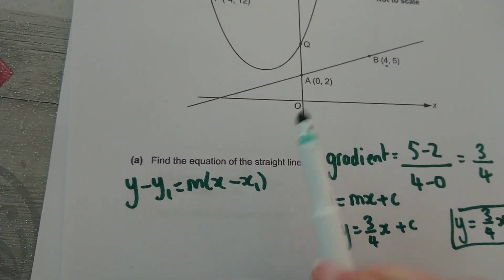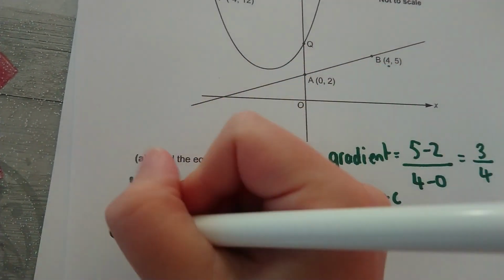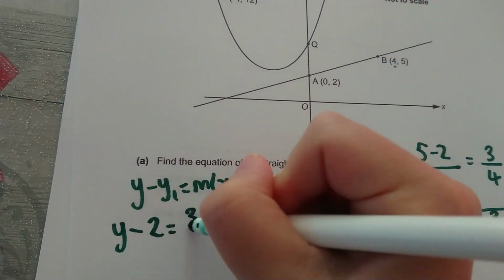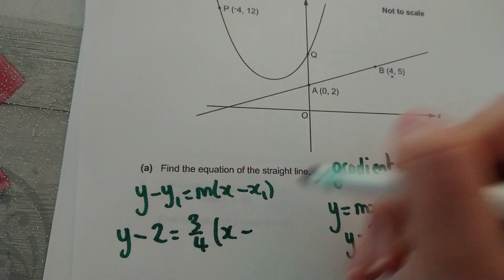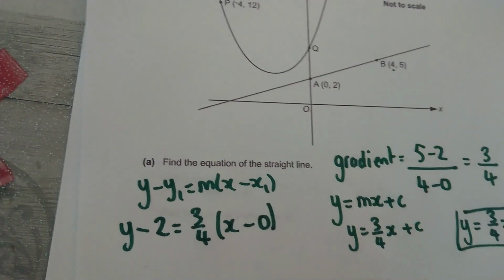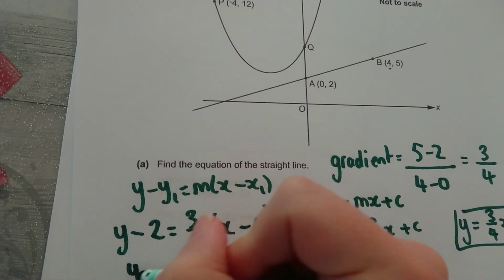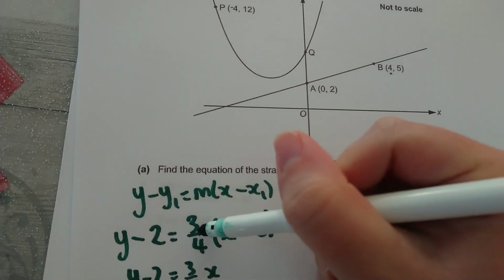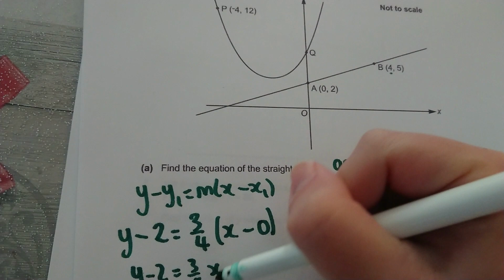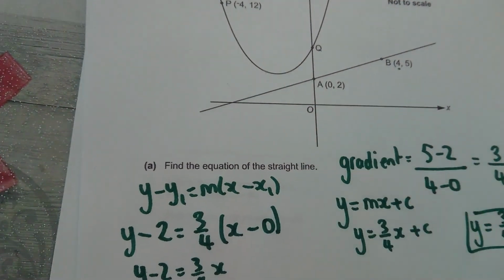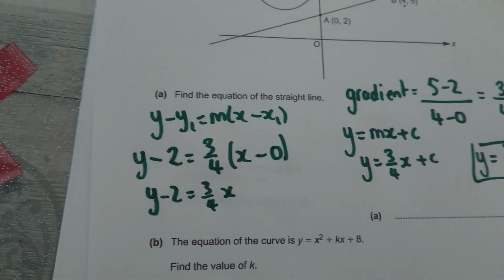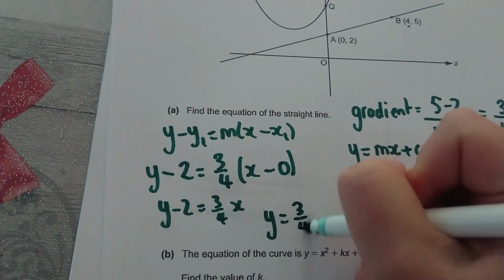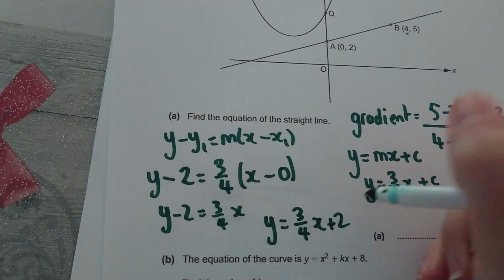If you use this method, so again, if we use the (0, 2), you're going to get y - 2 = 3/4 (x - 0). So first thing I'm going to do is just get rid of the 0. You didn't really need to put that in. So if we do 3/4 times the x, that would be 3/4 x, and then that times 0 would just be 0 anyway. So then if you add the 2, then again you get the same answer.